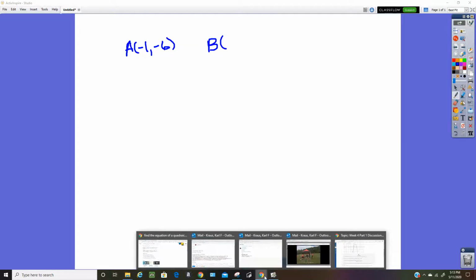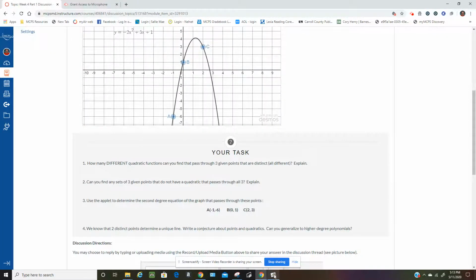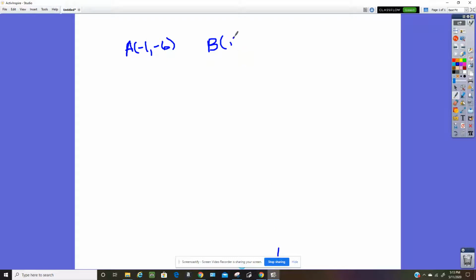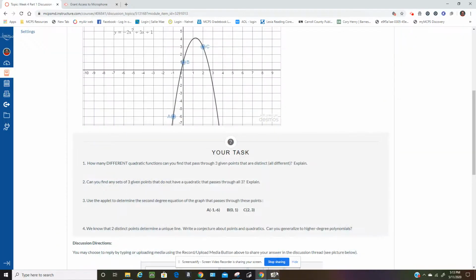Let's see if I can write on here. Point A is -1, -6. Looking at point B, it is 0, 1. And then point C is 2, 3.